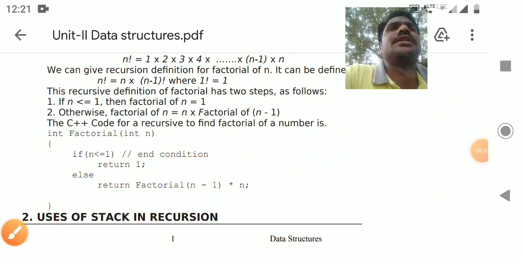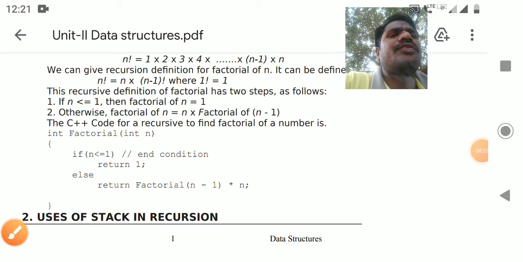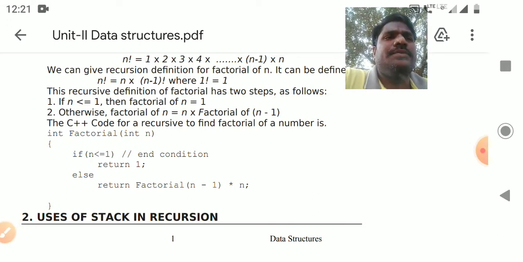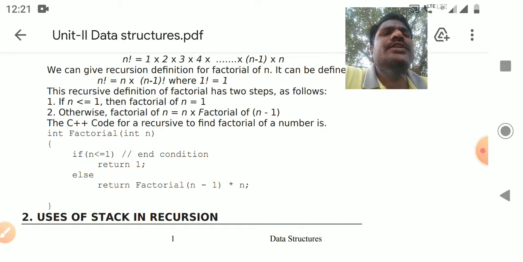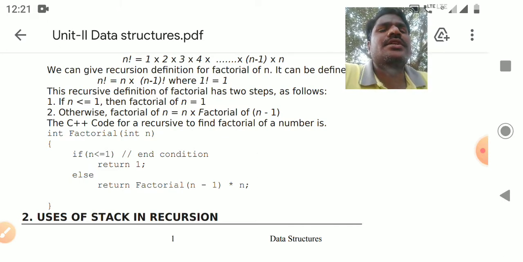Simply you can say that a recursive function is a function that can call itself, or a function in which there is a statement that calls itself. The recursive function must have an end point. There must be an end condition that can terminate the recursion. So, that is the recursion.